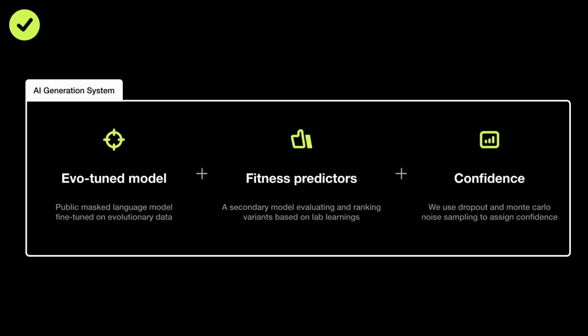To summarize, we have looked at three parts. We have an evo-tuned model, which is the generation model that actually builds a new sequence. We have the fitness predictor, which then scores these sequences to give us a ranking. And then we have a confidence value to disqualify some generated sequences, because we cannot rely on the predicted performance. These are some core parts of our system. We're constantly trying to improve them. Of course, this is not the whole story, but I would have needed more time for that.